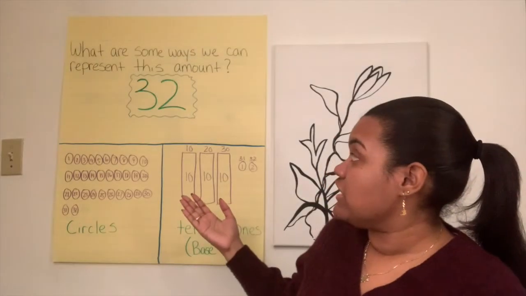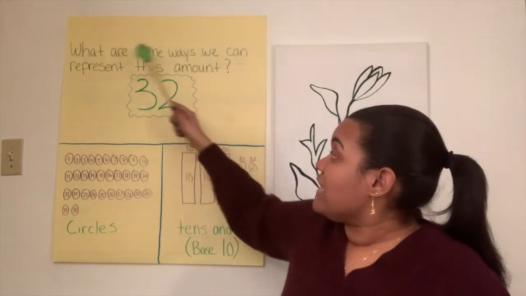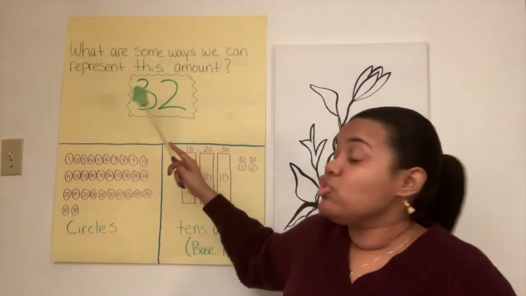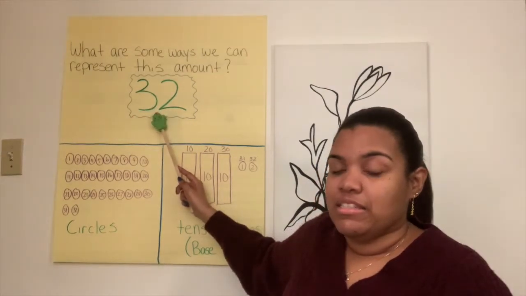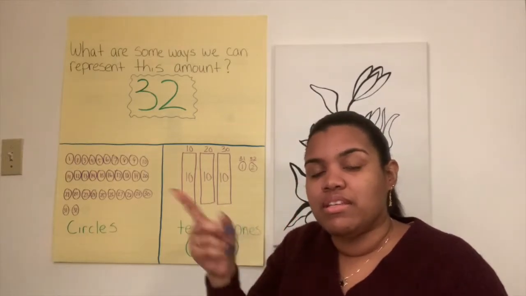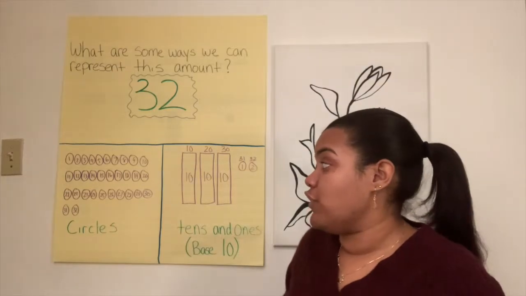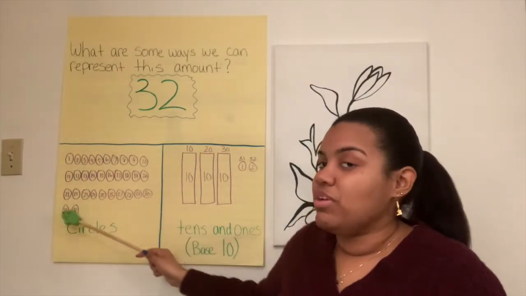Okay? Let's take a look at this number here. What are some ways we can represent this amount? So when we look here, we see that this number is 32, okay? Now, there are two ways that come to my mind to show the number 32. So this is the first way. This way you guys may be pretty familiar with.